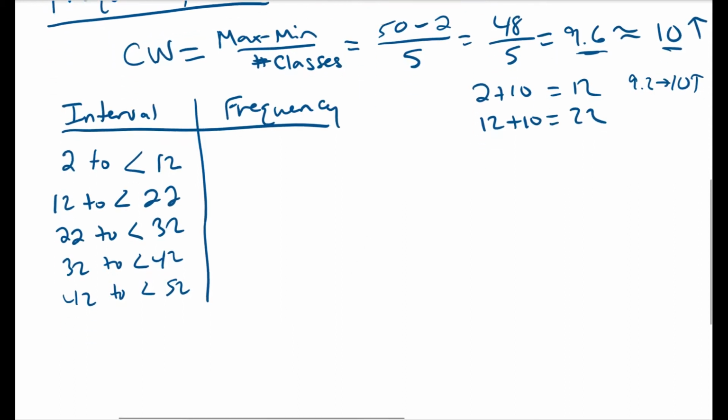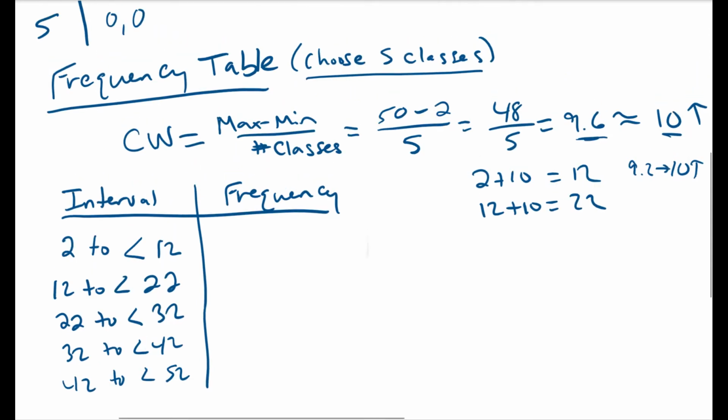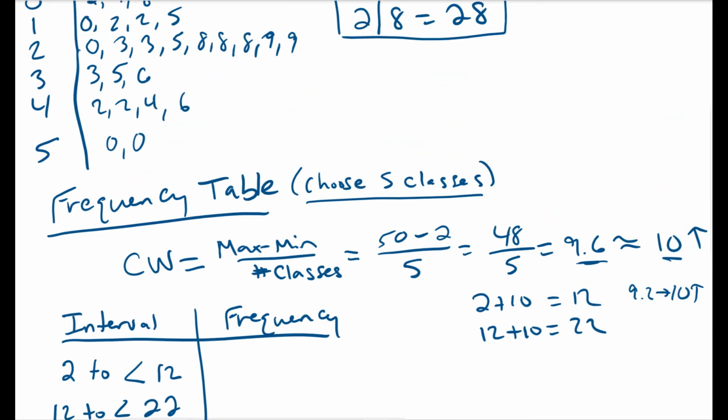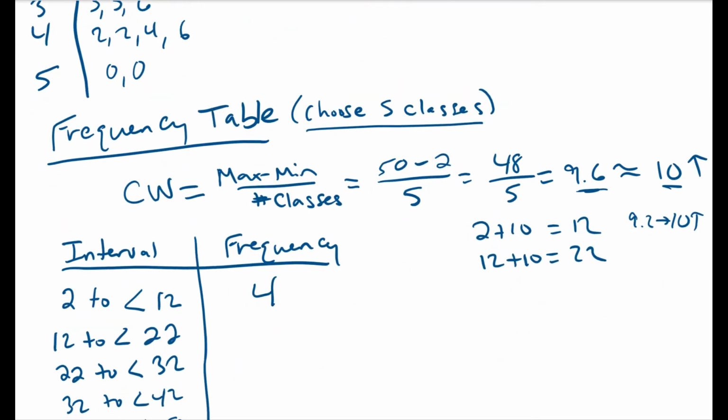All right, now for frequency, we need the numbers that belong from 2 to less than 12. In that case, we can tell from here we have 1, 2, 3, and 4, because we got a 2, a 4, an 8, and a 10. So there's 4 numbers that belong in that category.